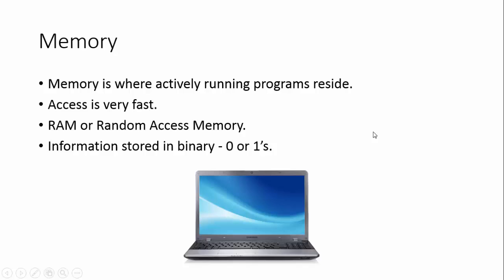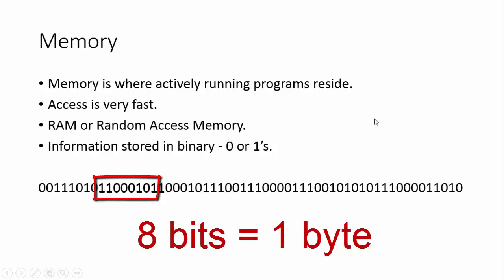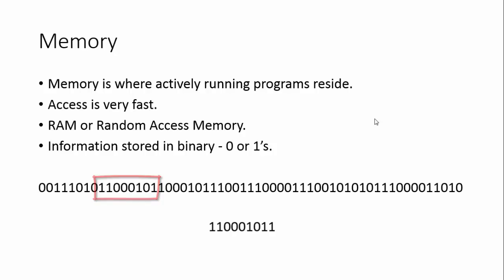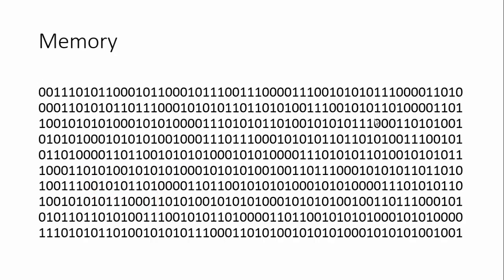Information stored on a computer is in a format called binary. Binary is just a sequence of zeros and ones that the computer interprets to mean something. So for example, this group of 8 bits, or a byte, means something to a computer. Everything that's stored on your computer is stored as zeros and ones.